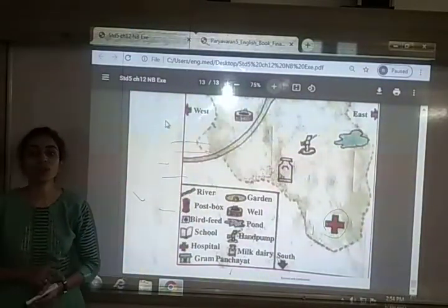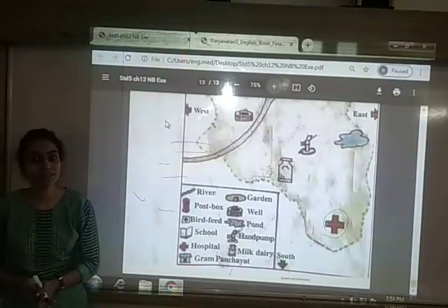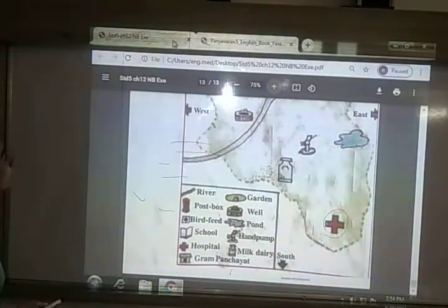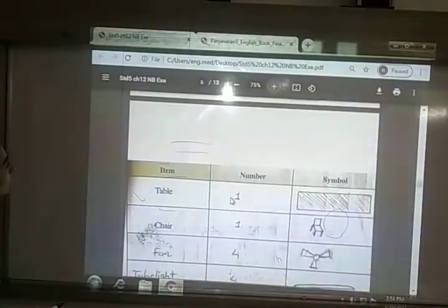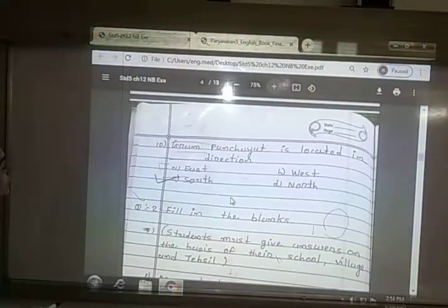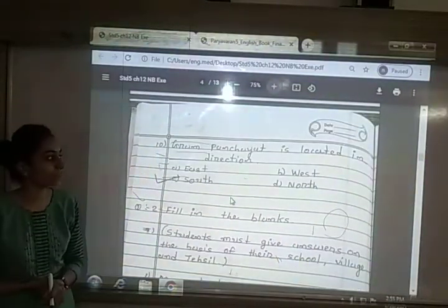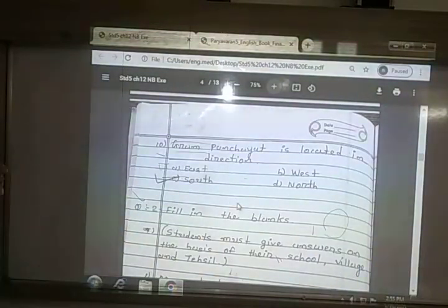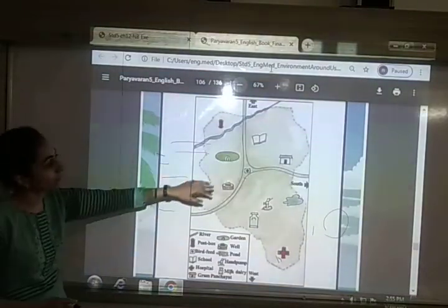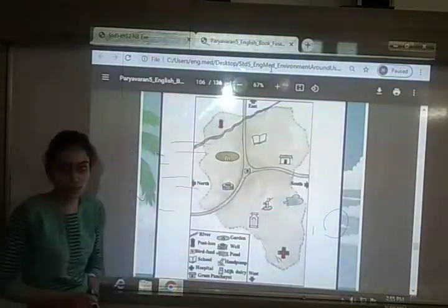In choose the correct option, question number 10, we had seen the location of the Gram Panchayat. Let me clarify that again in MCQ number 10. The Gram Panchayat is located in which direction? The options were given to you, and here we wrote the answer, that is south direction. We solved that answer from this map. In this map, the Gram Panchayat is located in the south direction.